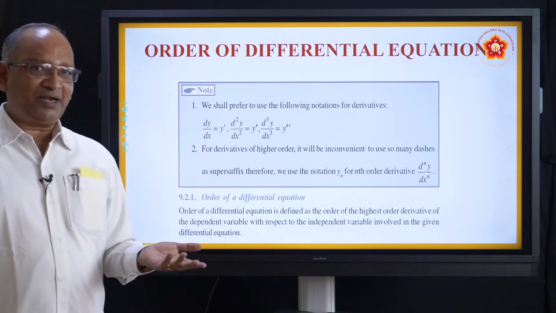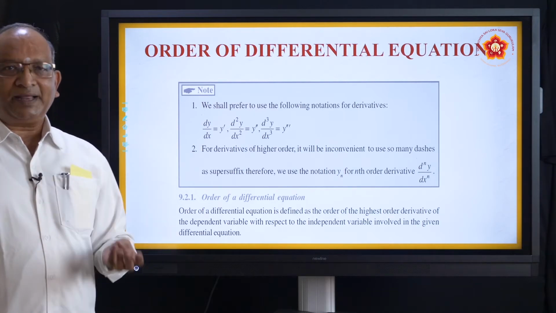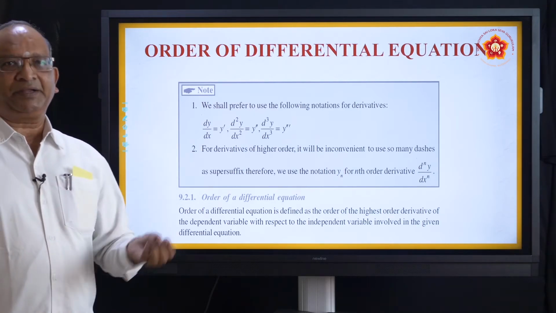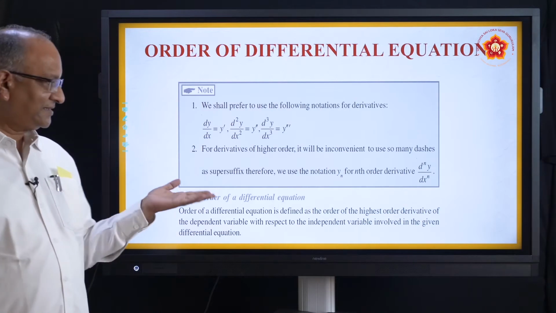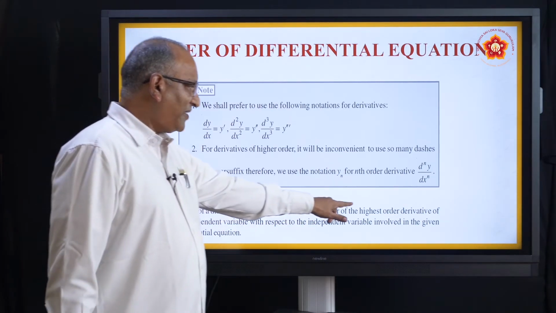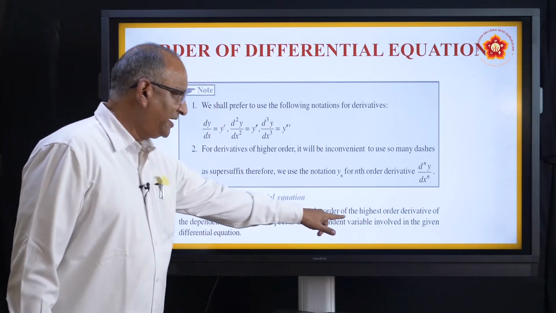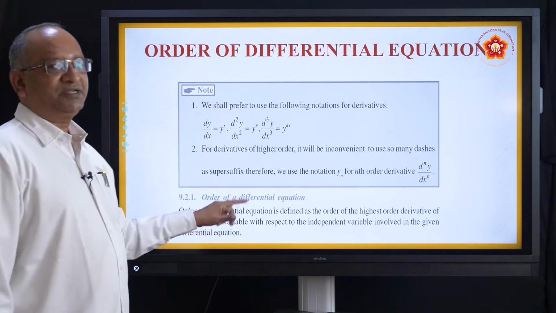Order of a differential equation, we already defined. How do we define the order of a differential equation? Depending upon the order of the highest derivative in the equation. So let us see quickly. The order of a differential equation is defined as the order of the highest order derivative of the dependent variable with respect to the independent variable involved in the given differential equation.